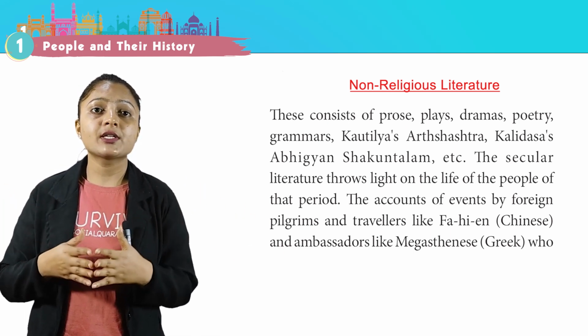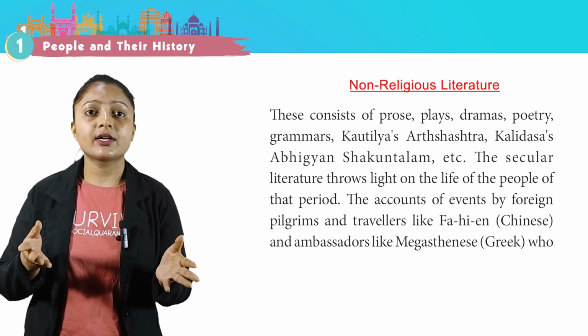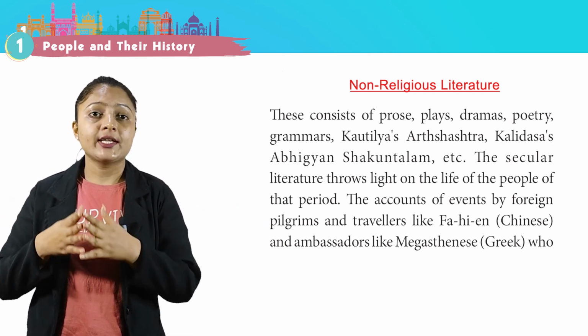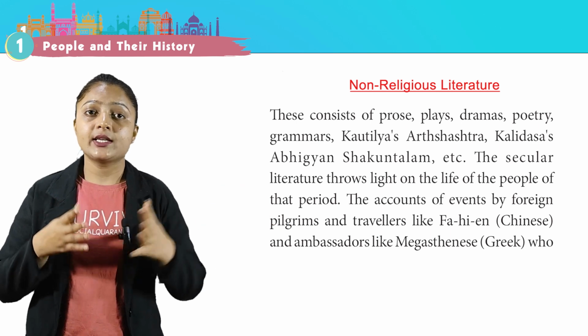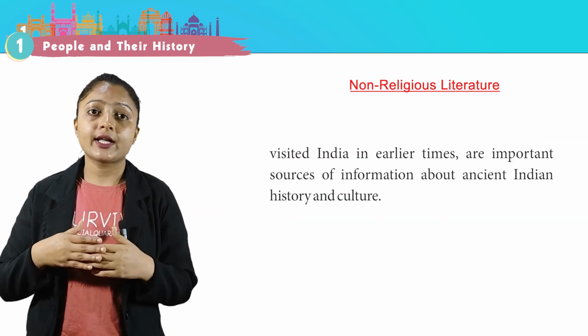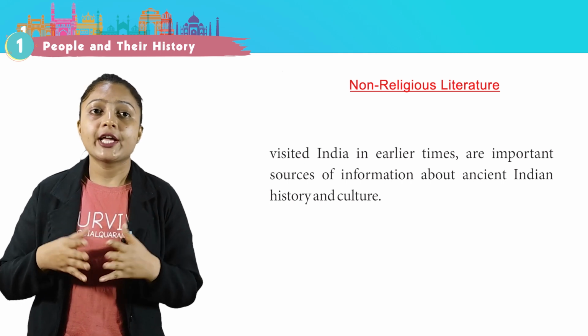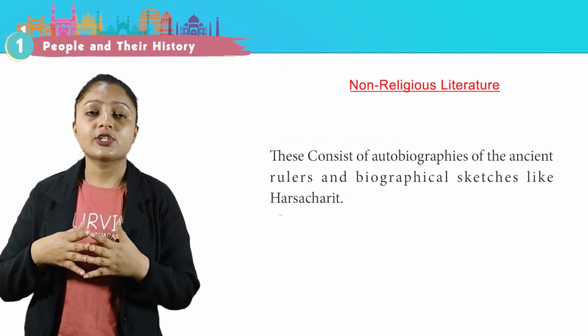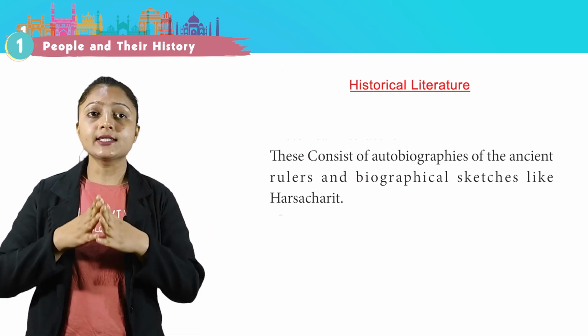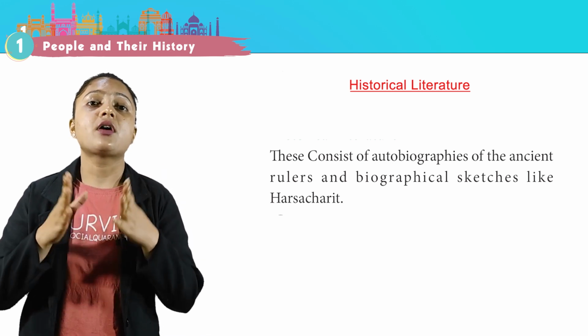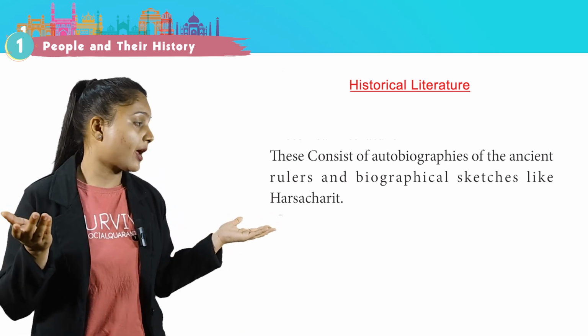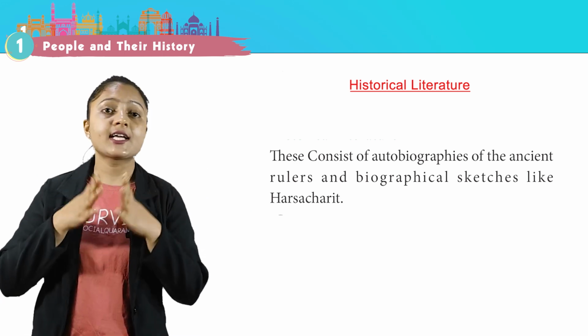The accounts of events by foreign pilgrims and travelers like Fahian, Chinese, and ambassadors like Megasthenes, Greek, who visited India in earlier times are important sources of information about ancient Indian history and culture. Historical literature. These consist of autobiographies of the ancient rulers and biographical sketches like Harshacharit.